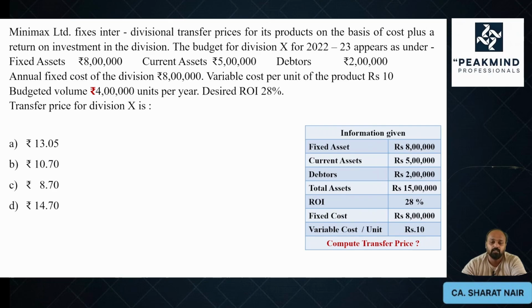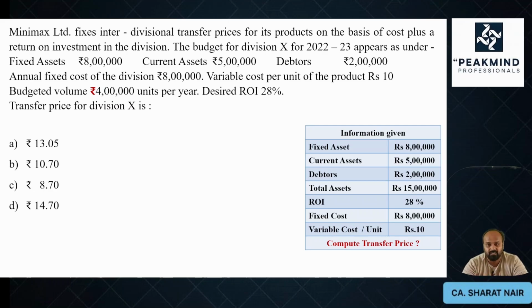Next question. It is regarding the return on investment. Here, fixed asset is given as 8 lakh for a particular division. Current asset is given, it is 5 lakh. Debtors is given 2 lakh. So adding everything, I get total asset of 15 lakh. Now we are assuming here the total asset will be the total capital employed, assuming that there are no other liabilities. So total asset is 15 lakh.